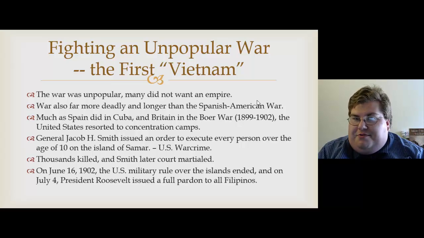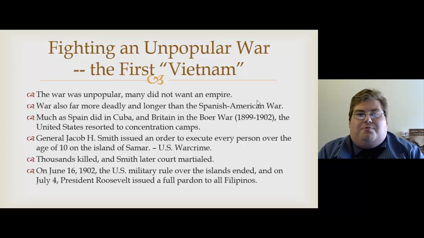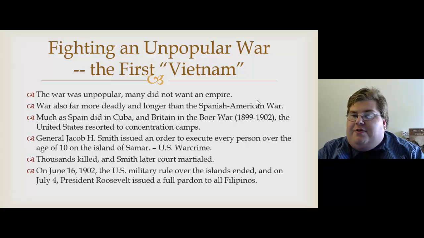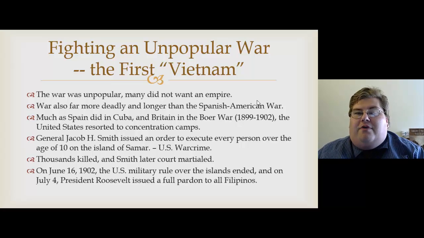Some American officers refuse. Most don't. Most comply. Firing squads range all over the island of Samar. It takes a few months before the U.S. government puts a stop to it. Smith will be court-martialed. He'll be driven out of the army. But before he is, thousands of Filipino men and women will be killed.